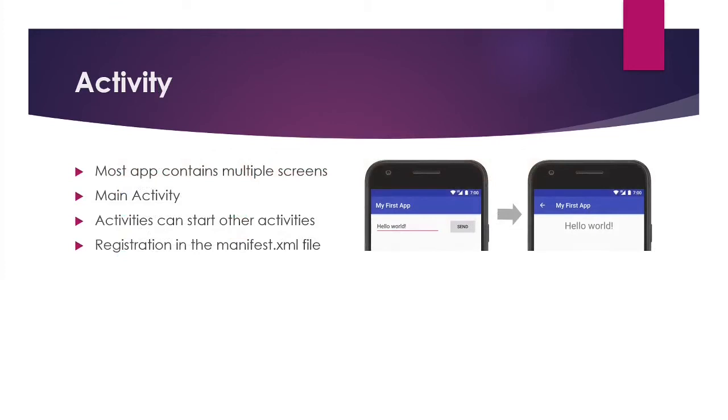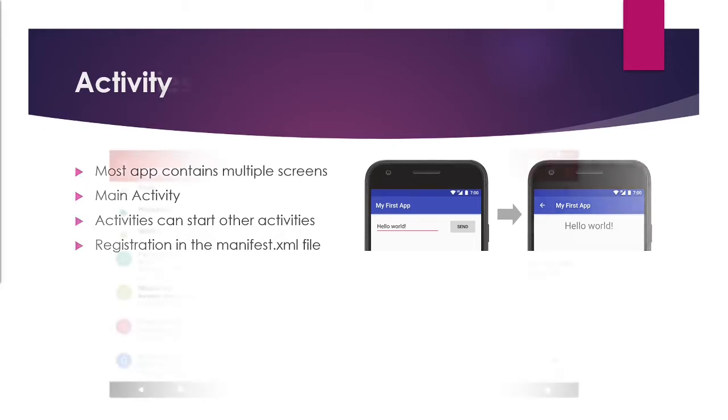We have seen that most apps contain multiple screens, so that means they comprise multiple activities. Typically one activity in the app is specified as the main activity, which is the first screen to appear when the user launches the app. Each activity can then start another activity in order to perform different functions.